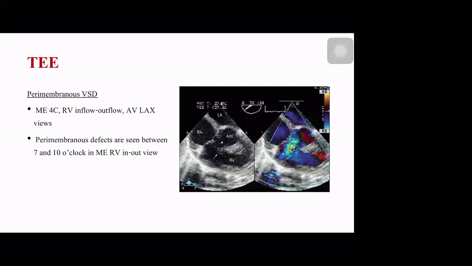What about the TEE findings? For the perimembranous VSD, the commonly used views are mid-esophageal four chamber view, RV inflow-outflow view, and the aortic valve long axis view. Among them, I generally prefer the RV inflow-outflow view. In this view, the perimembranous VSD will be located between 7 and 10 o'clock. And you can see in this picture, the asterisk and the arrow are pointing towards the location of the perimembranous VSD.